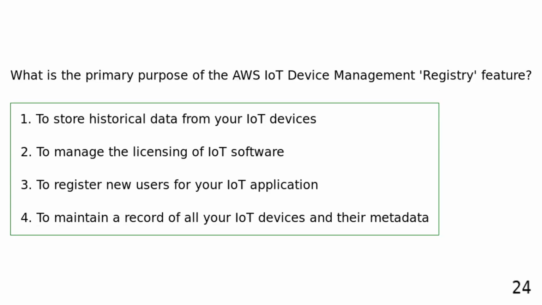What is the primary purpose of the AWS IoT Device Management Registry feature? To store historical data from your IoT devices. To manage the licensing of IoT software. To register new users for your IoT application. To maintain a record of all your IoT devices and their metadata.